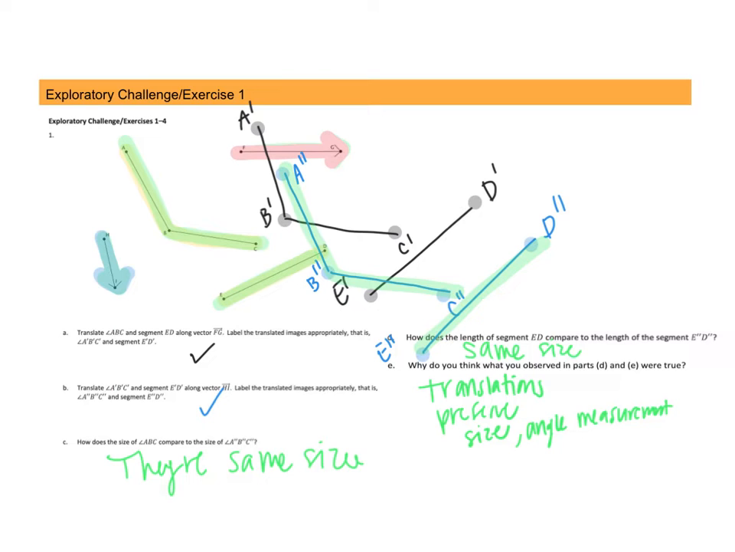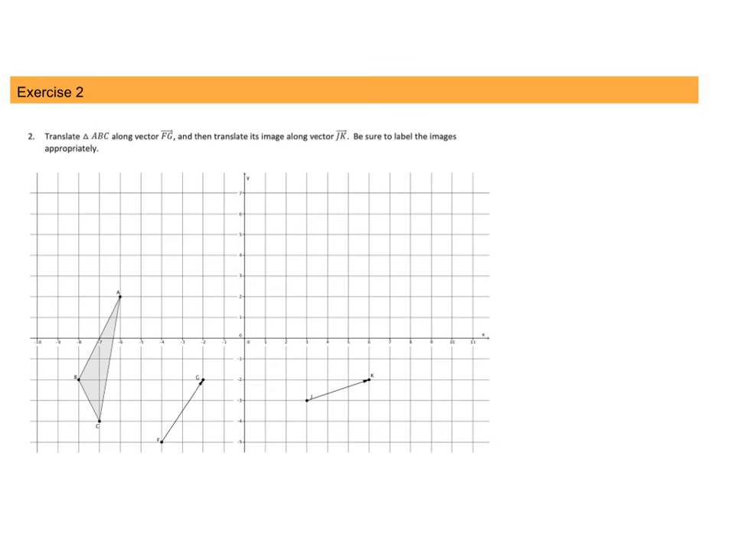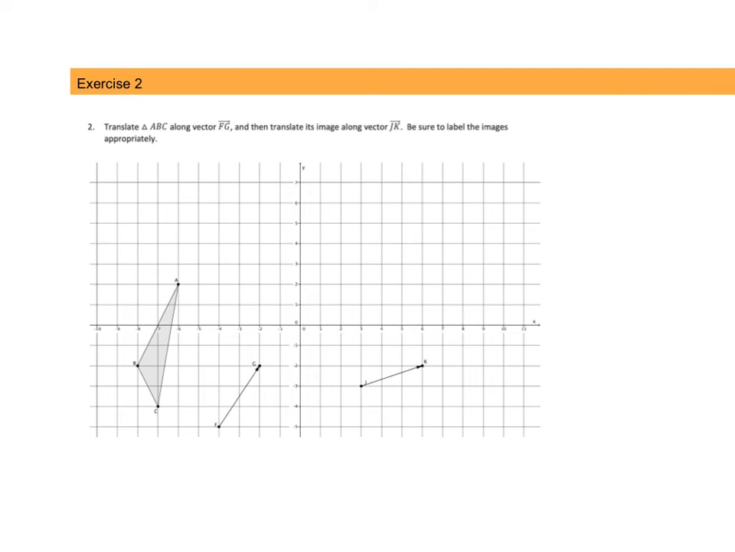Okay, that's the end of this exploratory challenge. We're now just going to get into some work. We'll use some coordinate grids as well to kind of be more accurate with our drawings and things. Let's go ahead and move on. All right, here you see in exercise 2, we have a coordinate grid, which makes it a lot easier to draw these things. It says, translate triangle ABC along vector FG, and then translate its image along vector JK. Be sure to label the images appropriately.